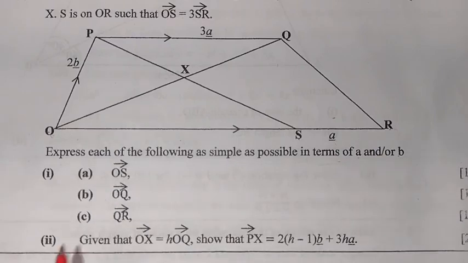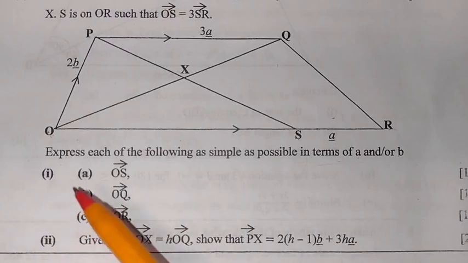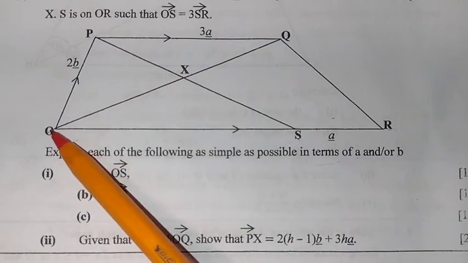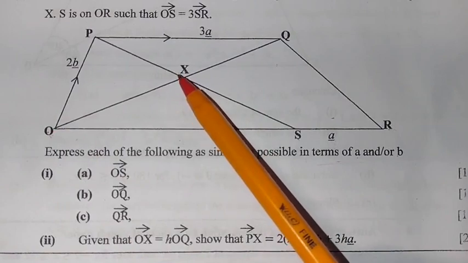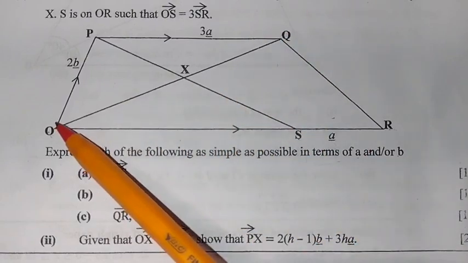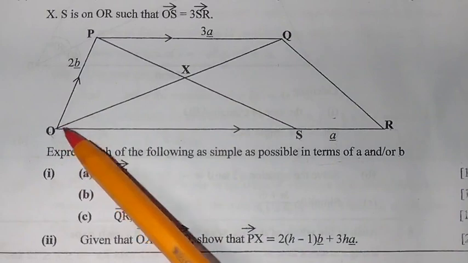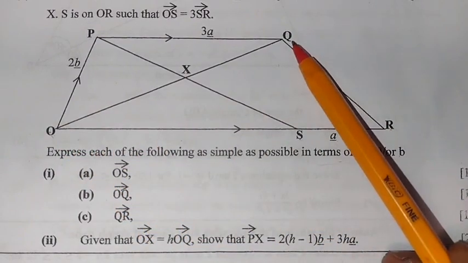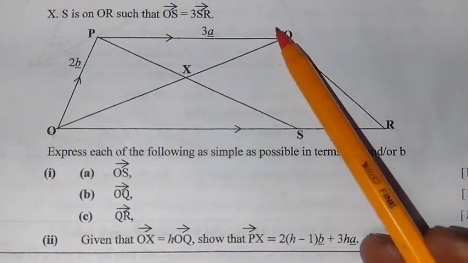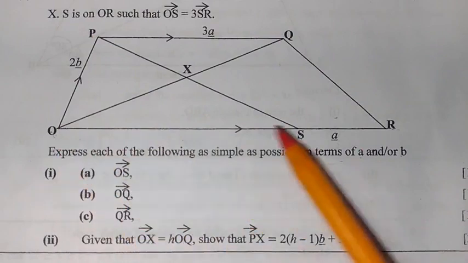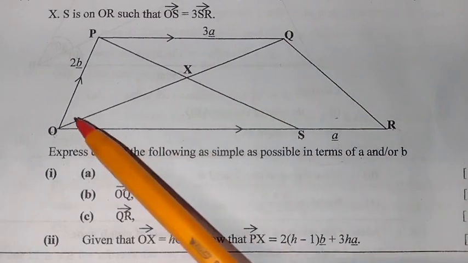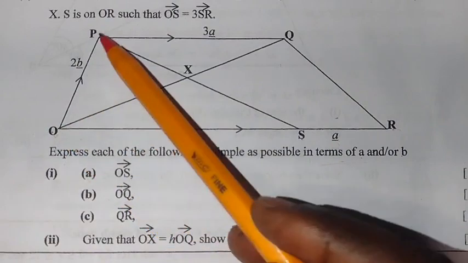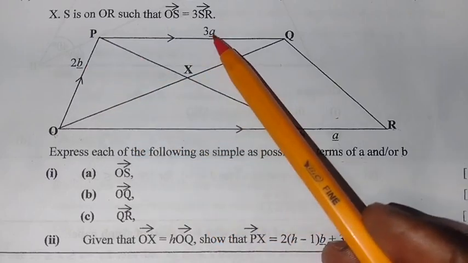The second question is saying we need to find OQ. So where is OQ? We have to move from point O up to point Q. Point Q is right here. You can move OR plus RQ, or you can move OP plus PQ. To move this side, OR, yes, you know, but RQ you don't have. So you use the direction where you have the given vectors. In this case, we can move OP plus PQ because here we have 2B and we have 3A.